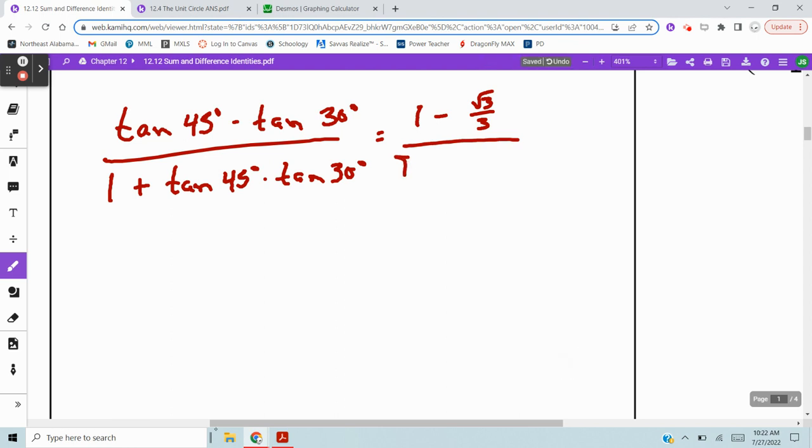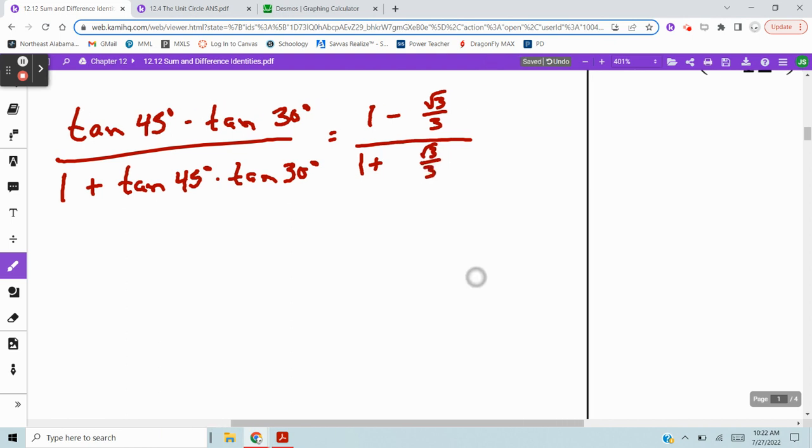On bottom, we have 1 plus. Again, tan of 45 is 1 times the tan of 30 is, again, root 3 over 3. And we know that 1 times anything is just that value, so we can kind of get rid of that. Now, the cleanup here is a little bit uglier.